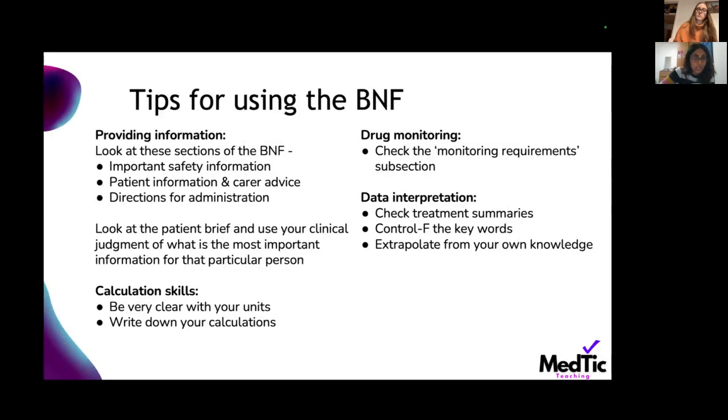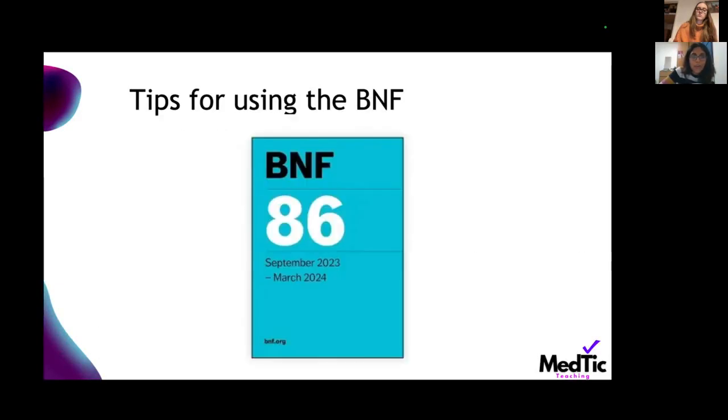And again, just Control F for any keywords, but it will mostly probably come from your own knowledge and the data interpretation. So that's just a very quick run through of the BNF.